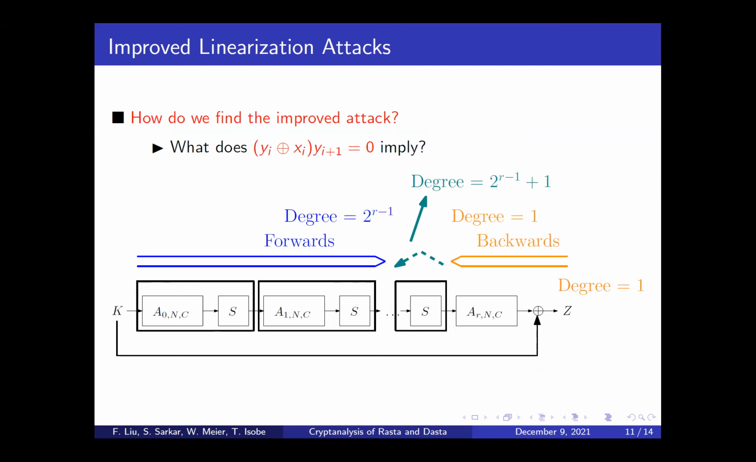Due to the feed-forward operation, we know that y can be written as linear expressions in the qubits, and x can be written as nonlinear expressions in the qubits, whose degree is bounded by 2^(r-1). So according to this simple equation, we can directly construct a system of equations of degree 2^(r-1)+1 to describe r rounds of Rasta. So we reduce the degree from 2^r to 2^(r-1)+1.